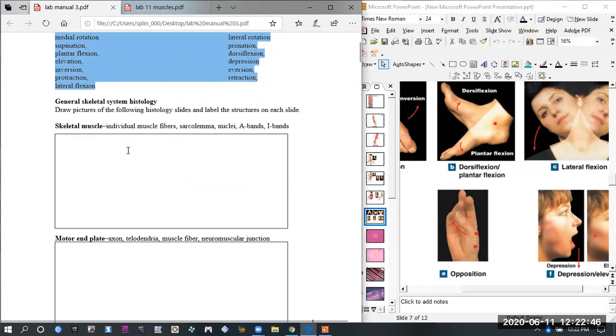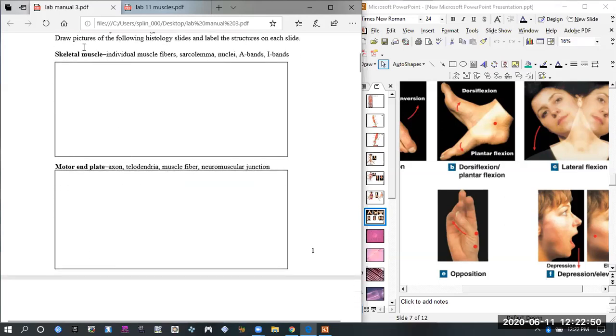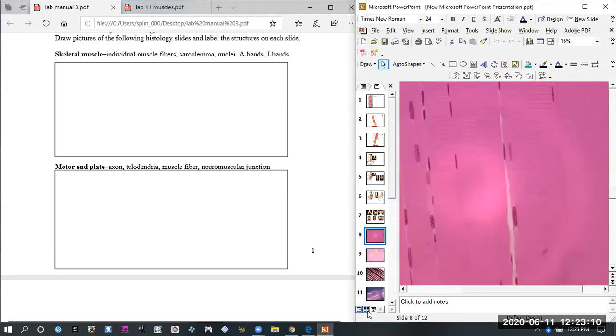And now we'll move into the histology. So we'll have a more detailed look at skeletal muscle, seeing a skeletal muscle cell, the cell membrane, the multiple nuclei, and the striations, both the dark band and the light band. So that'll take us here to the histology.